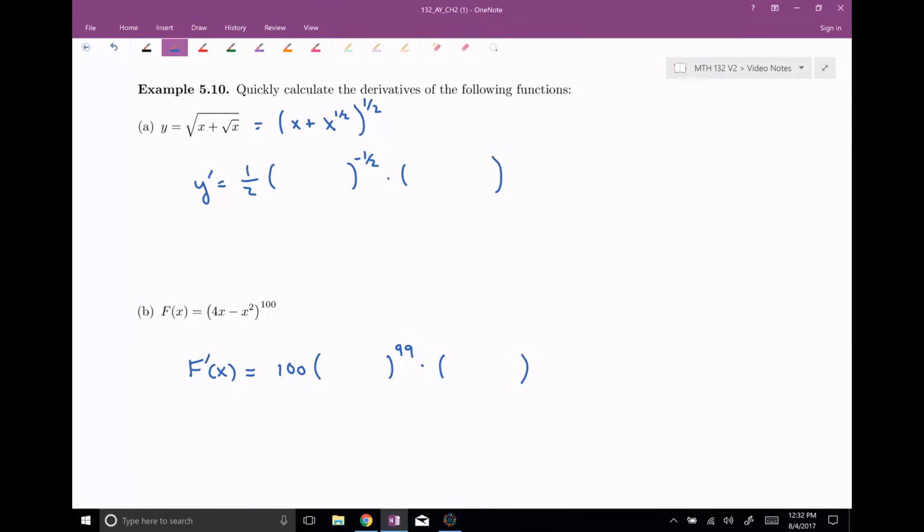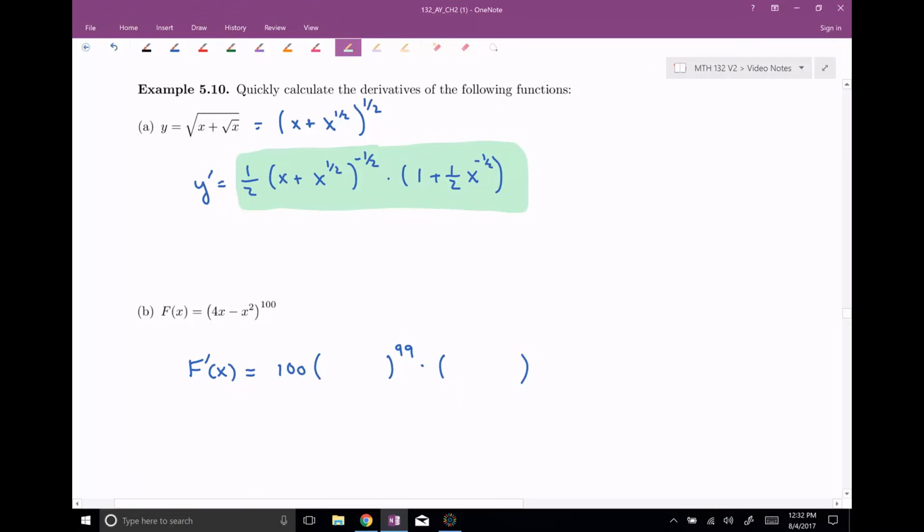So I notice that the outside function is that stuff is being raised to the 1/2 power. So I take the derivative of that, right? The 1/2 comes down, I reduce my power by 1, and I leave the inside alone. Then I multiply by the derivative of the inside. So the derivative of x is 1, and the derivative of x to the 1/2, well, the 1/2 comes down, and I get x to the negative 1/2. And again, that's how I would leave my final answer. So if you got that, great job.